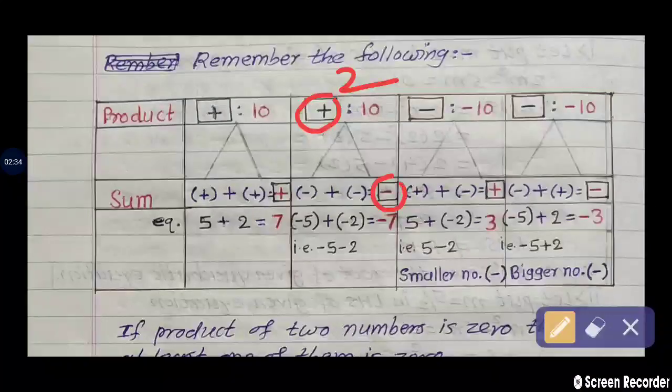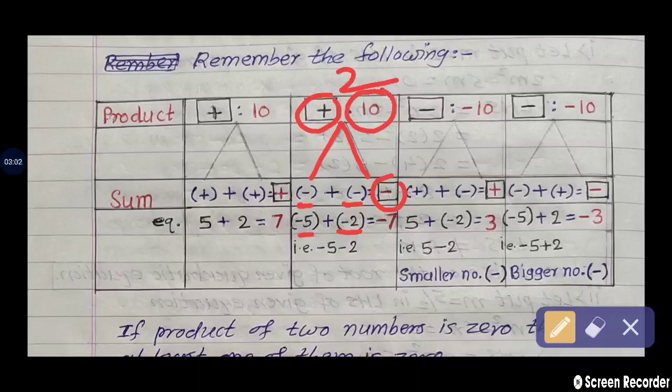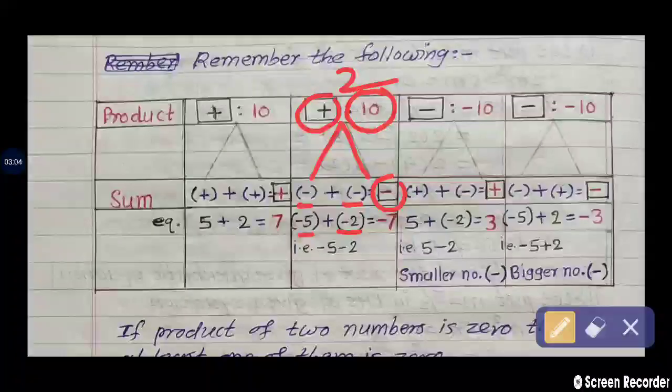When are we getting the product plus? When both the numbers have a negative sign. For example, minus 5 and minus 2. If minus 5 and minus 2 are multiplied, then what are we getting? Minus multiplied by minus, we get plus. That is, the product is plus 10. Minus 5 multiplied by minus 2: 5 twos are 10, and minus minus is plus.